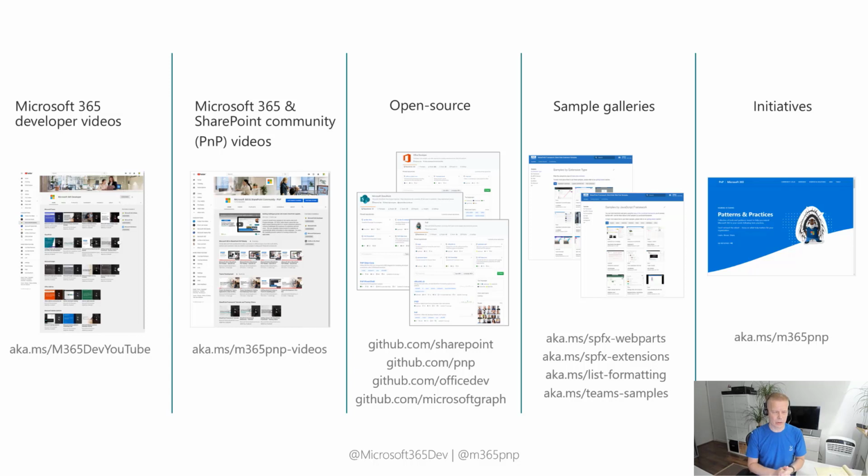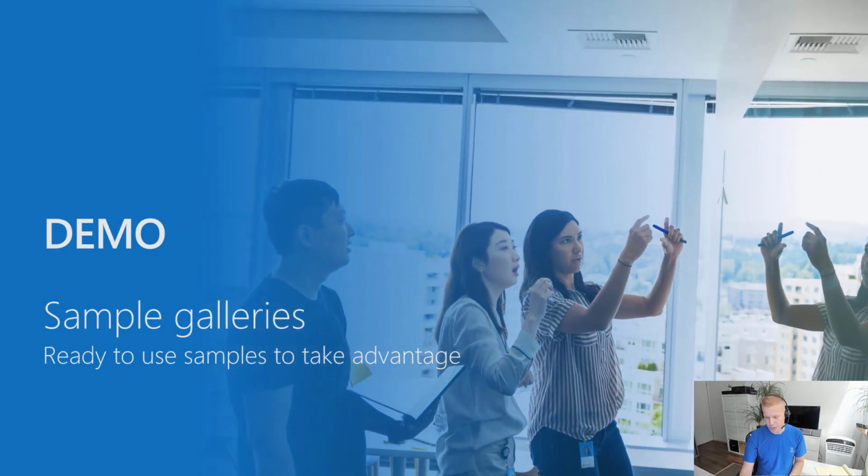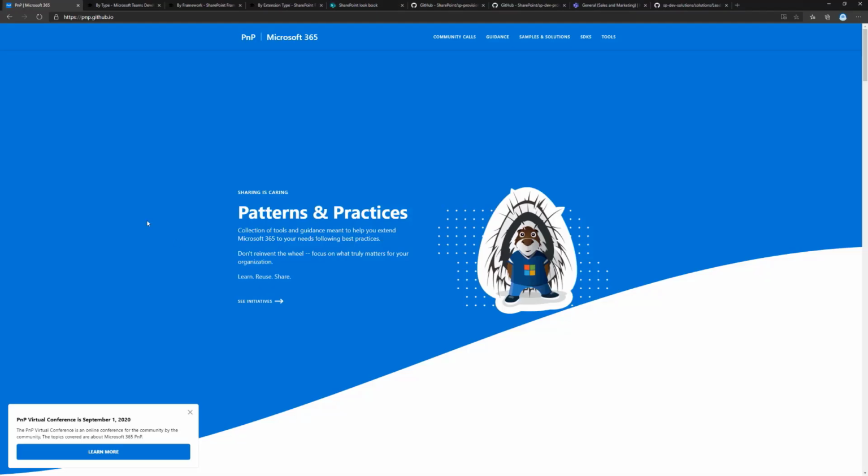And if you're wondering, with so many URLs, what do I actually need to remember? There's only one URL to remember: aka.ms/m365, where you can get access to the documentation, samples, initiatives, community call details, and all of that. So everything is available from there. So let's quickly have a look at those different options which we have available through there.